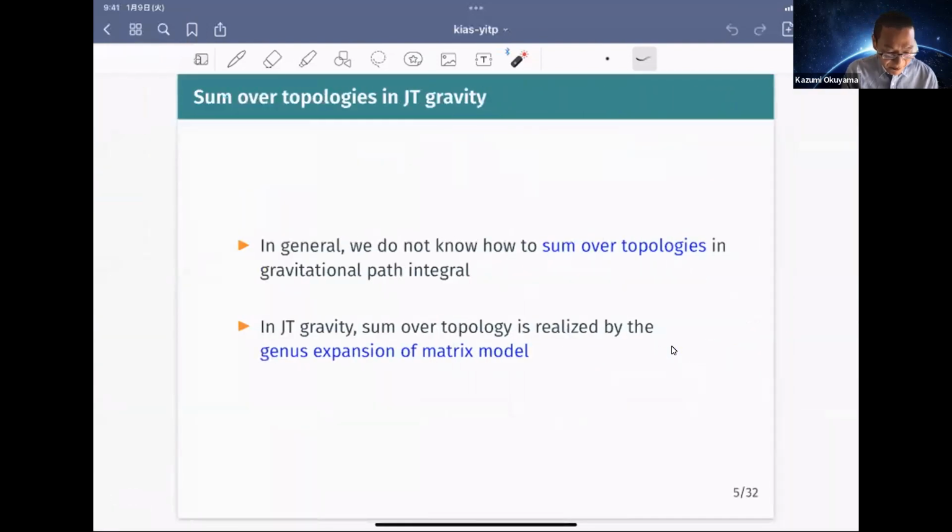As I said on the previous slide, in general we do not know how to sum over the topologies of space-time in the gravitational path integral. But using the matrix model description, one can study this problem in JT gravity in a very concrete way. In particular, the sum over topologies in JT gravity is realized by the genus expansion of the matrix model. So we can study this conceptual problem very concretely in this particular model.